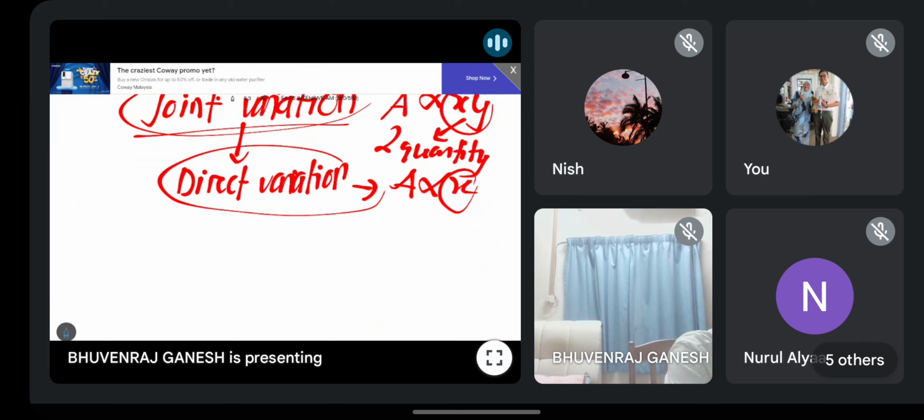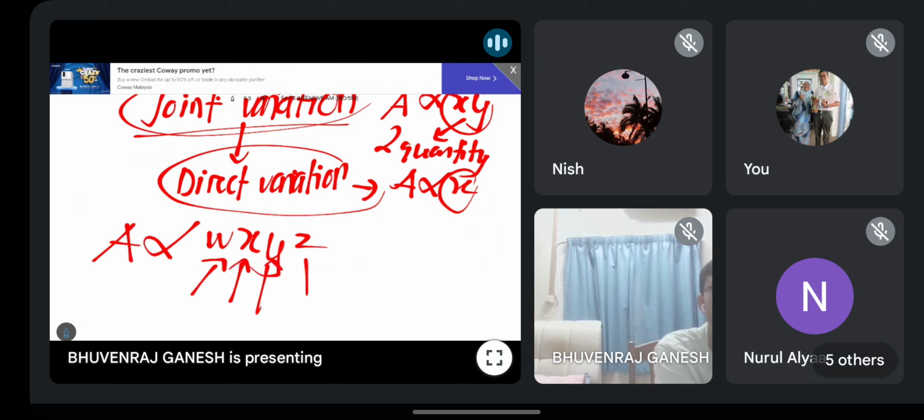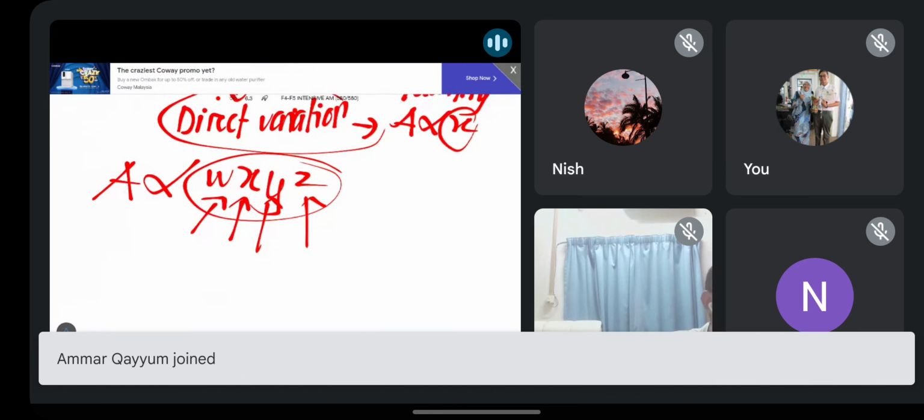dua quantity lain sahaja. You can have something like this also. A varies directly as W, X, Y, Z pun boleh. No problem. But you must have all the values lah. Kamu kena ada semua nilai pemboleh ubah yang ni. Baru kamu boleh cari pemalah kamu. Okay, because remember the step is you must find constant first, then only you solve the question. Kena cari pemalah dulu. So you must have information on all of this. That's why mereka hadkan kepada dua saja supaya tak confusing lah.